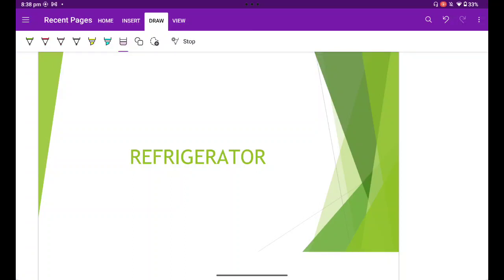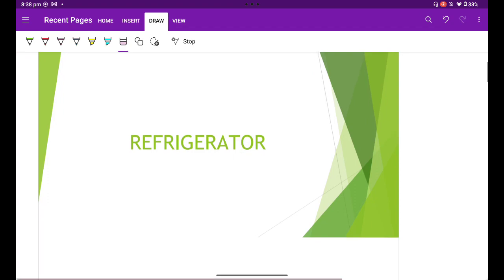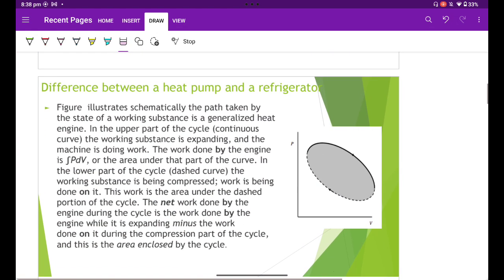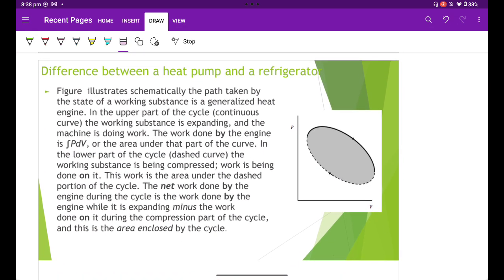In today's lecture, we are discussing what is a refrigerator and what is the difference between a heat pump and a refrigerator. As is evident from the principle of Carnot cycle, if all the operations in the Carnot cycle are performed in the reverse direction, there will be an absorption of heat Q2 from the sink.